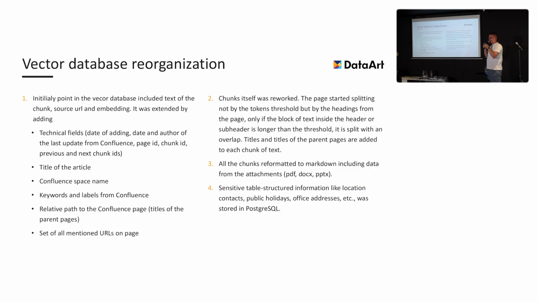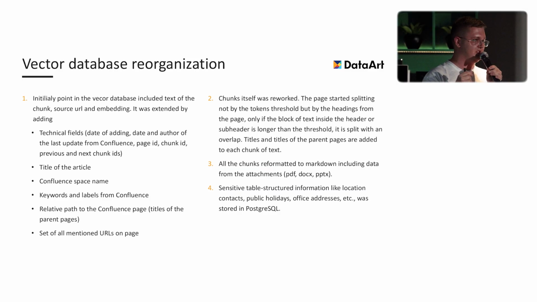And the way we work with the chunks of the data was also reworked. We found out that if we are not just splitting by some size limit, like 1,000 tokens or half of 1,000 tokens, but splitting by the titles and the headings inside the articles, it's even better in terms of the search and in terms of the logic. And for each chunk, we're adding additional keywords, labels, and stuff like that.